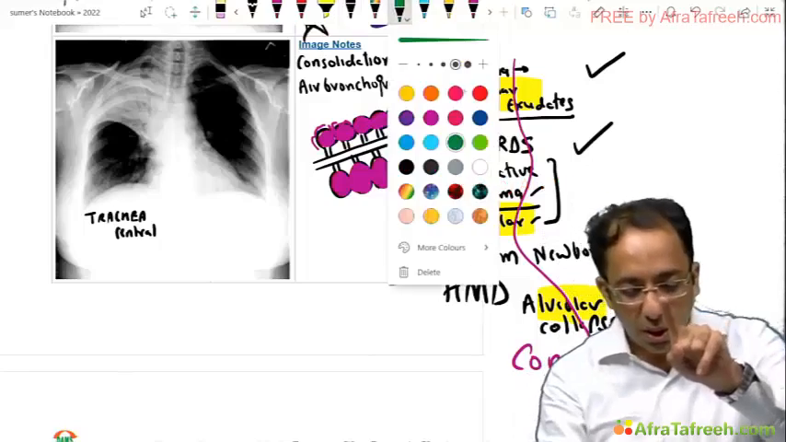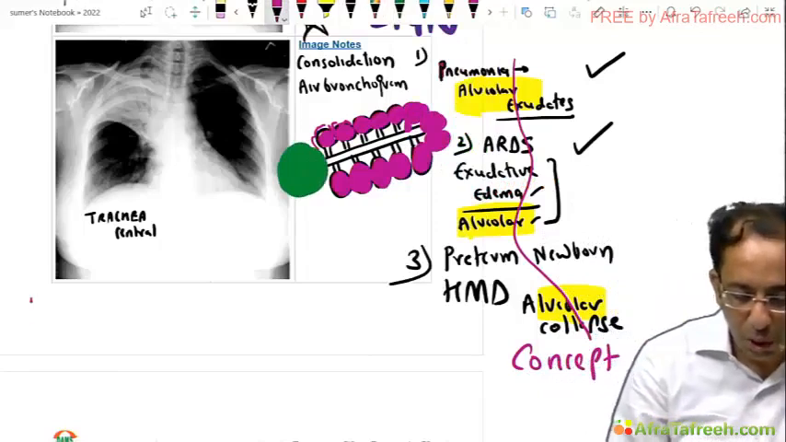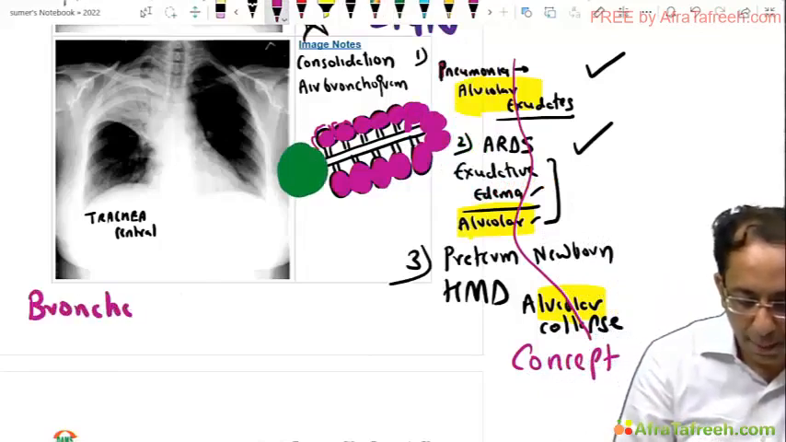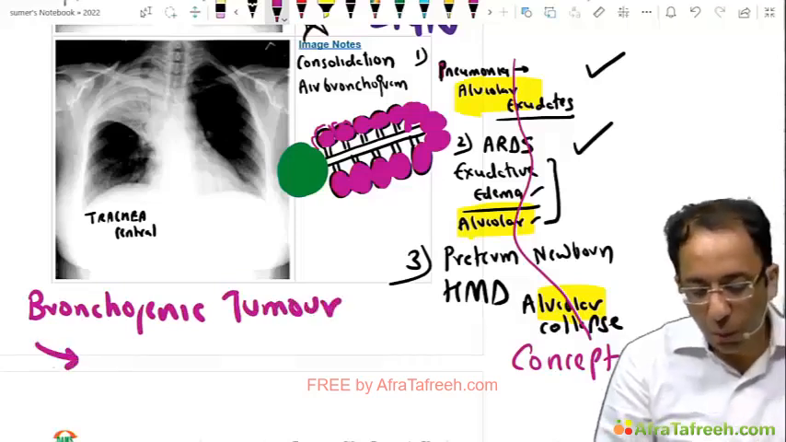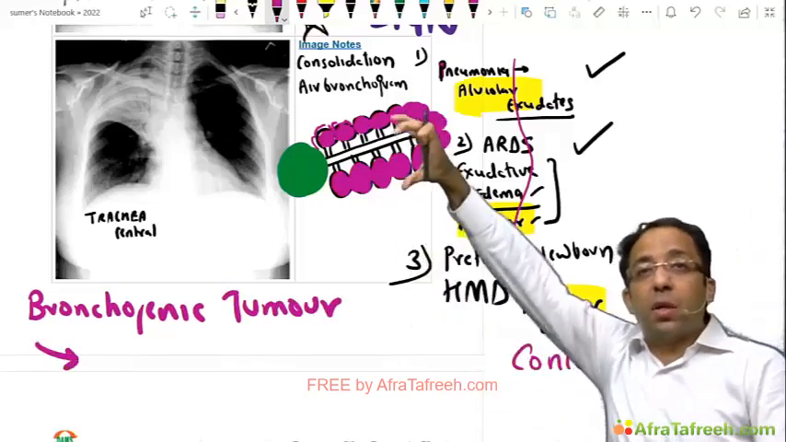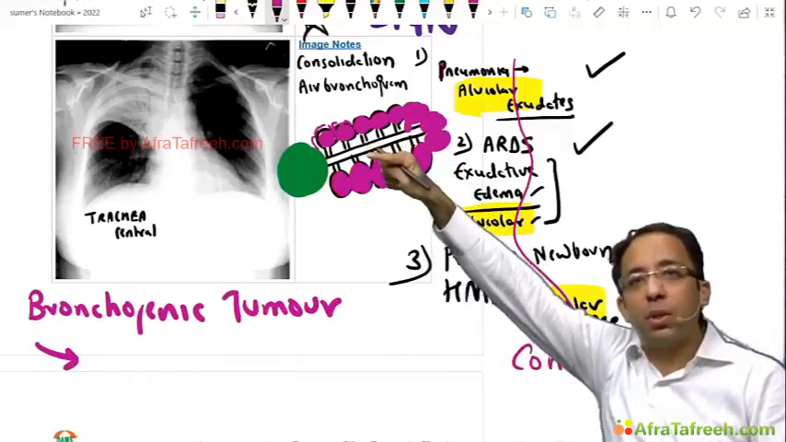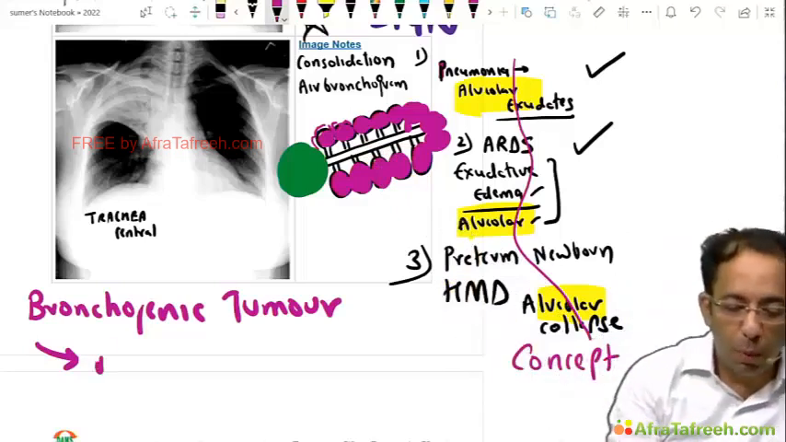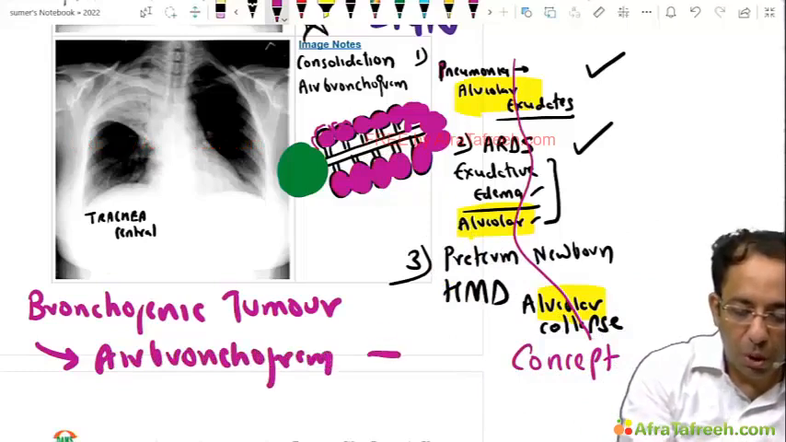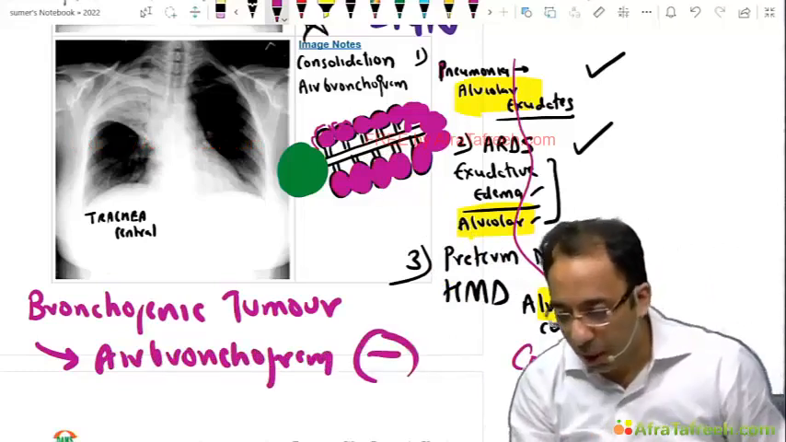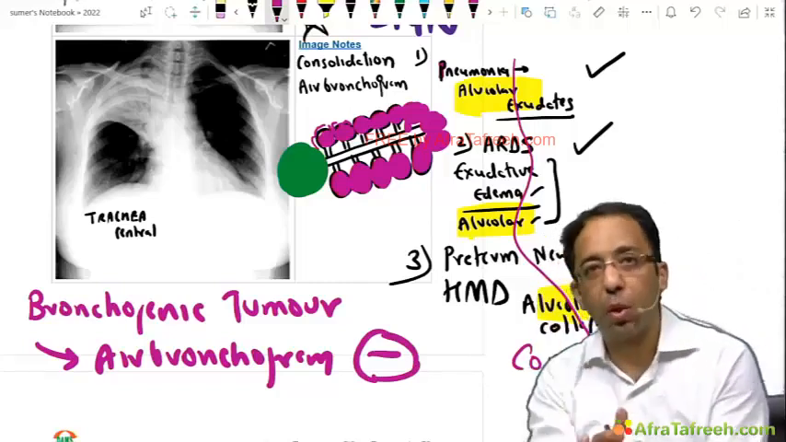My question is, suppose you have a bronchogenic tumor sitting here. Suppose you have a bronchogenic tumor, what will happen? Uske aage ka lung ko kya hoga? The lung distal to it will collapse, and even the bronchus will not have any air because the bronchus is closed. So air bronchogram is usually absent in bronchogenic tumors, because the bronchus is closed.